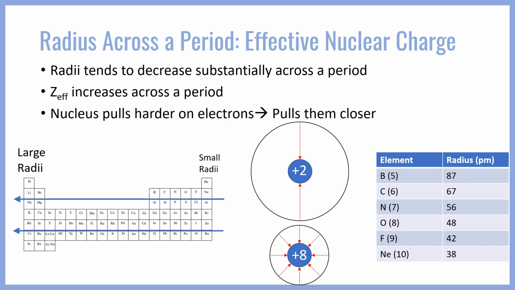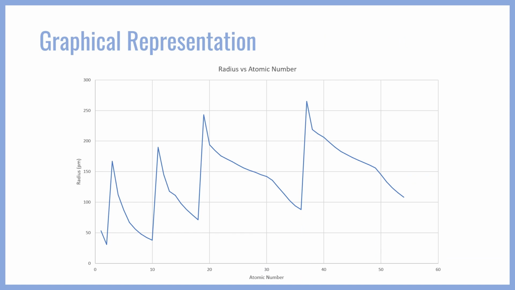So if we look at the period 2 elements, starting from boron, we'll see that the radius collapses very quickly from 87 picometers all the way down to 38 picometers at neon. So as effective nuclear charge increases towards the right, the atomic radius collapses as the nucleus pulls harder and harder on the electron cloud.